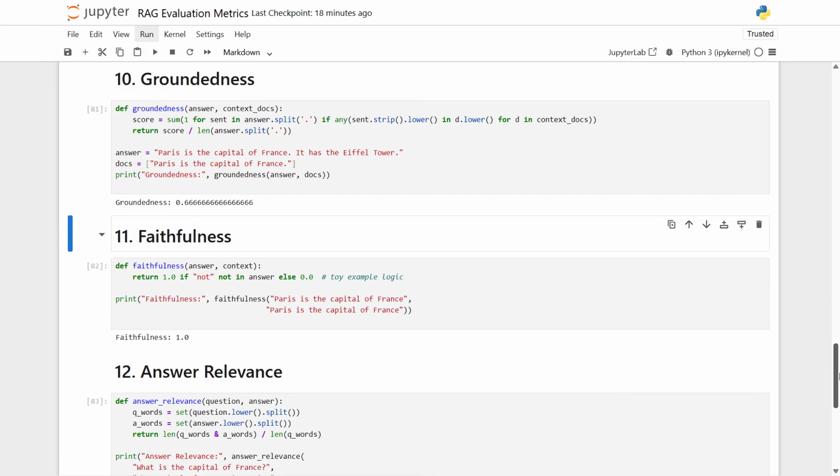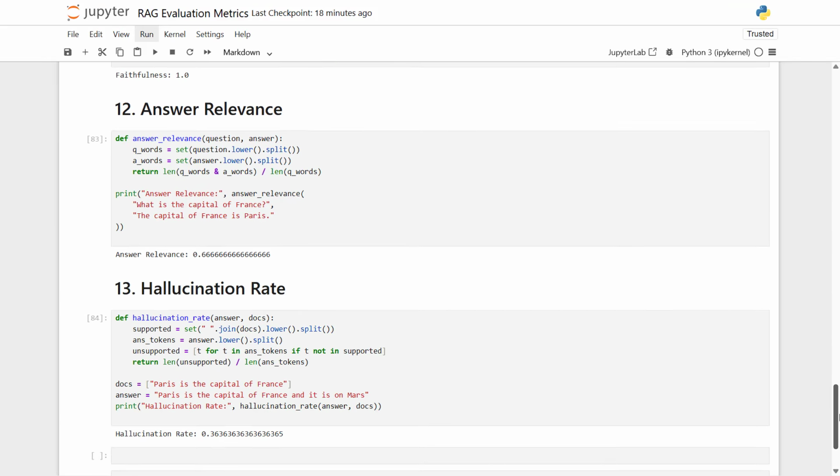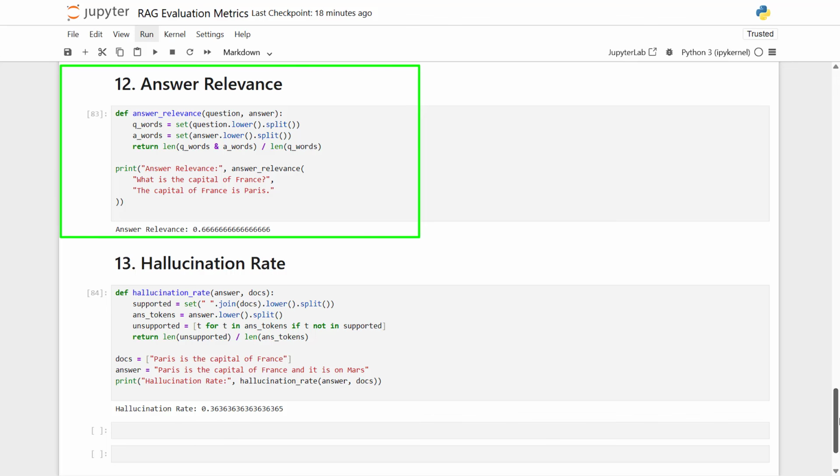The answer relevance code measures how well the answer aligns with the question. It compares word overlap between question and answer. The score is common words divided by total question words. Higher scores indicate the answer is focused and on topic.